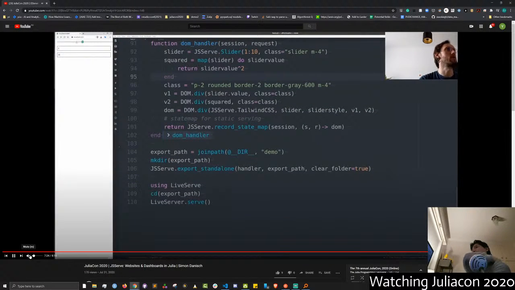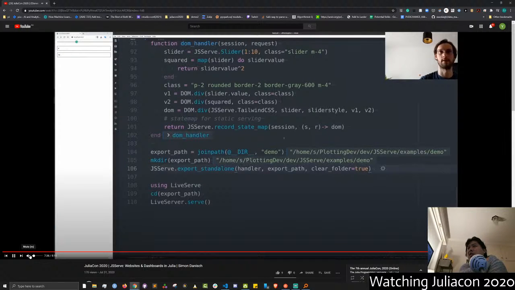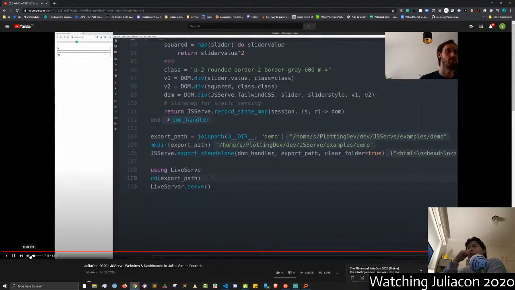Let's see if it works here. This is still live on our server. It just squares this value on the Julia side with the Julia process. And now we can export this as a standalone, which will put all the used resources and assets and the state map into one folder with an index.html, which can be served, for example, by live server, or put on GitHub.io, or put into your documentation.